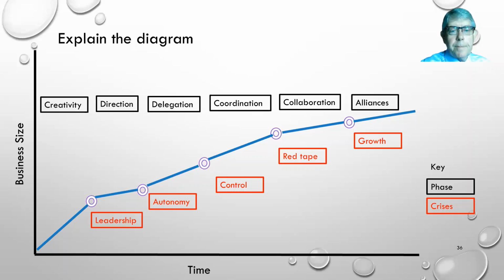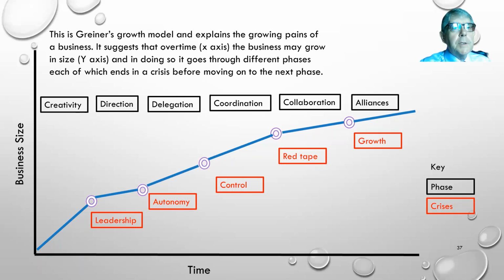Explain the diagram. This is Greiner's growth model and explains the growing pains of a business. It suggests that over time, on the x-axis, the business may grow in size on the y-axis, and in doing so, it goes through different phases, each of which ends in a crisis before moving on to the next phase.